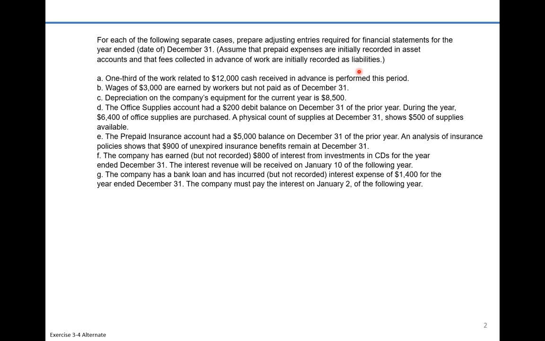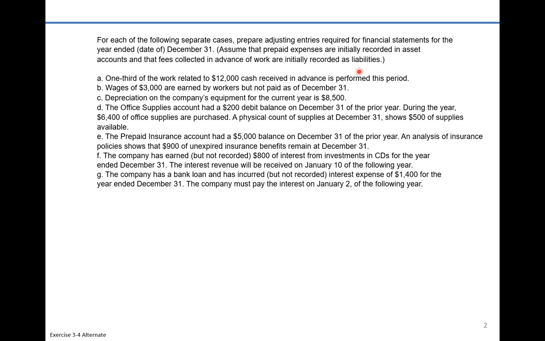So let's just talk quickly about that. Assume that prepaid expenses are initially recorded in asset accounts. So if they prepay the rent for the full year, prepay insurance for the full year, or buy a piece of equipment that's going to last them for several years, that is all money that is recorded as an asset. And then gradually the adjustments are made as those assets are used up. We're going to reduce that asset balance. Assets have a normal debit balance, so we'll use up some of that asset by doing a credit entry.